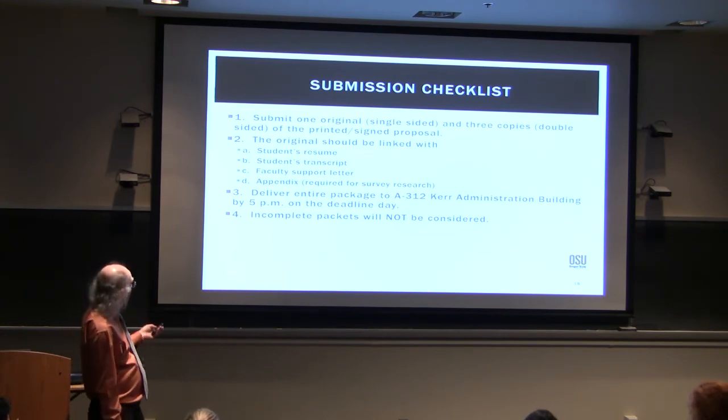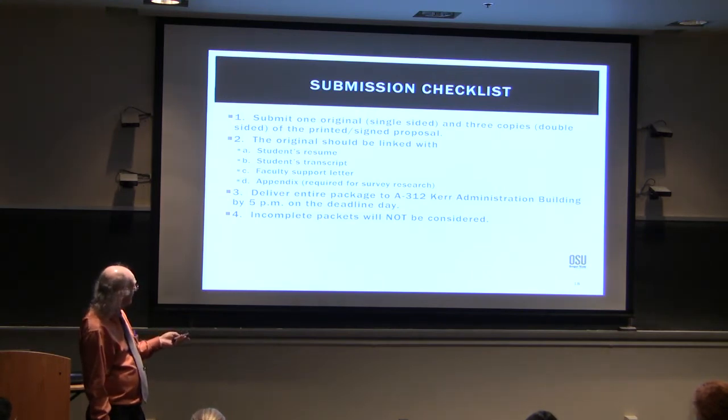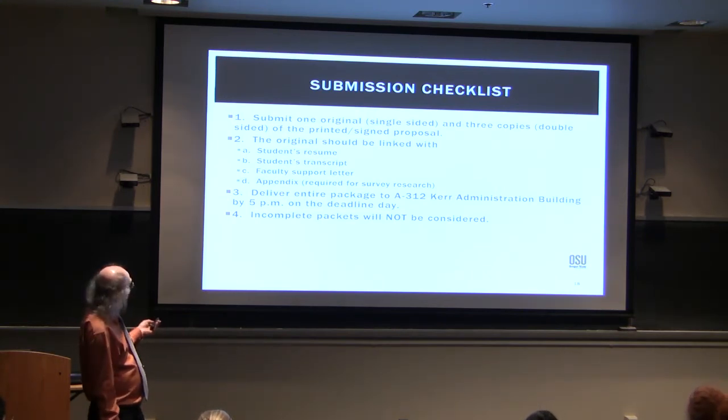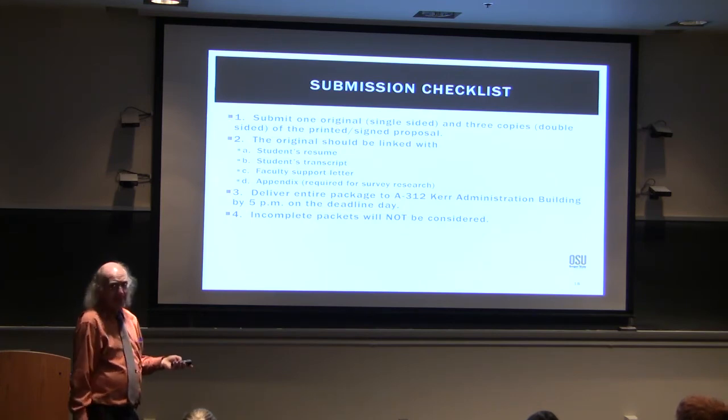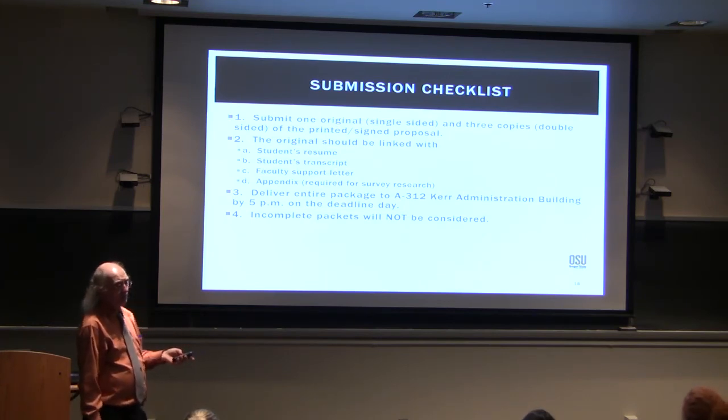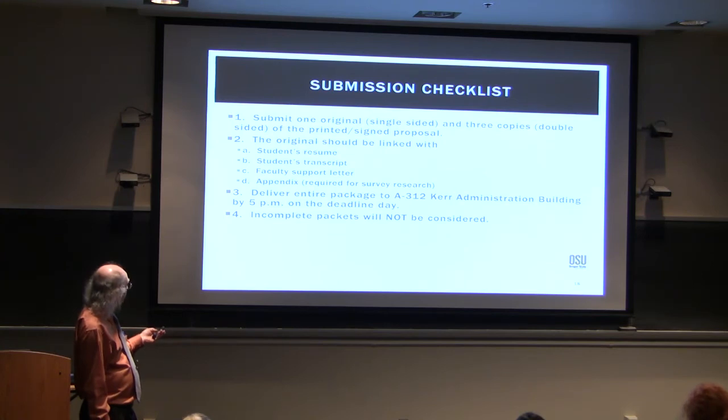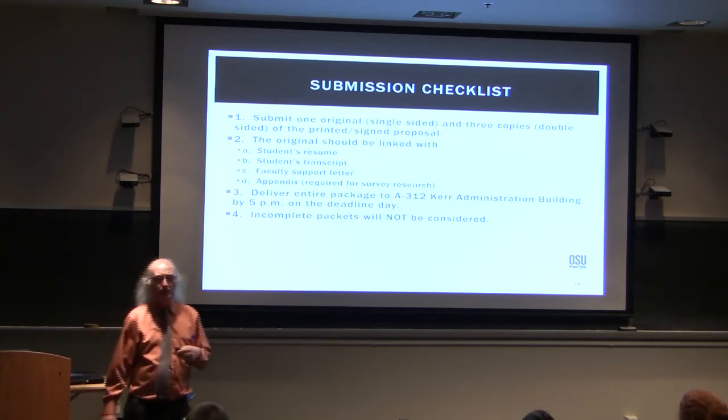I think I read the unofficial was okay. Unofficial's okay. And you deliver the entire package to A312, the career admin building, that's the research office, by 5 p.m. of the deadline day. The current deadline is November 5th for the current URISC application. And notice number 4, incomplete packets will not be considered.